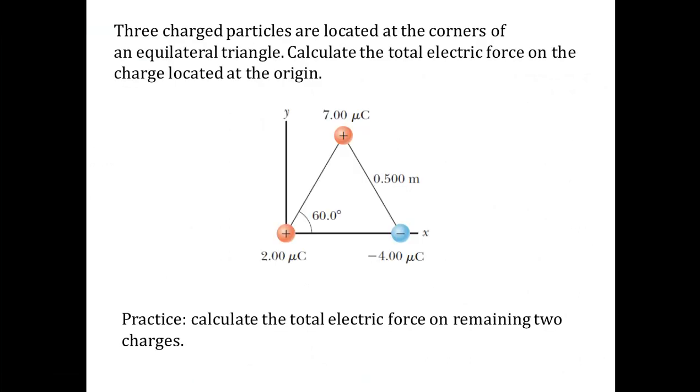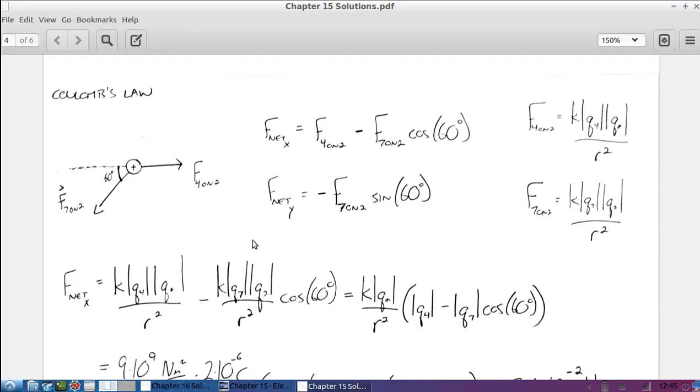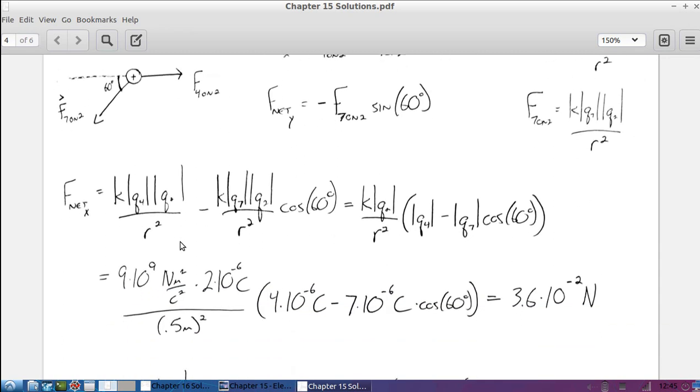And both of these charges are 0.5 meters away, right? So it's the same distance between charges. So this distance is 0.5 meters, and this distance is 0.5 meters. So that's good, makes our lives a little bit easier here. So F net in the x direction is the force due to the 4 microcoulomb charge minus the force due to the 7 microcoulomb charge times the cosine of 60. So I have everything there.